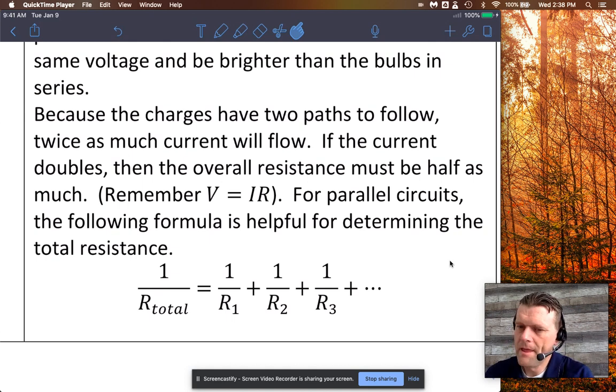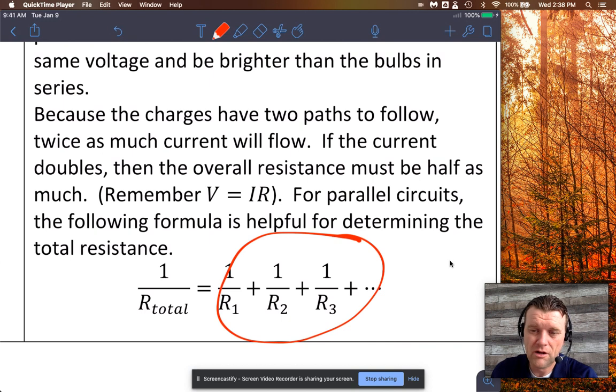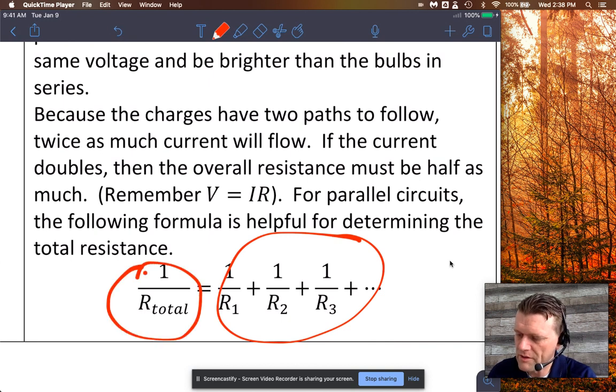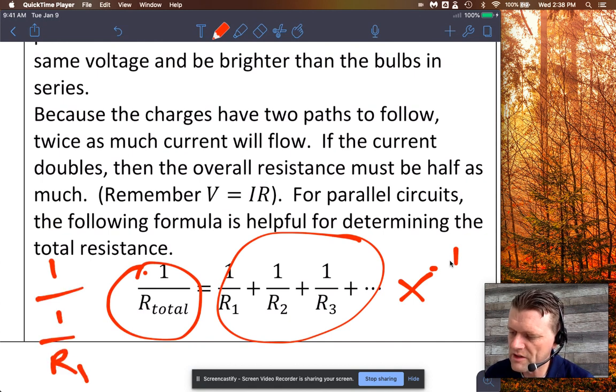And when you're done, then you have to reciprocate your answer, because if you just solve for this side, you'll get a really small number, but that's going to equal 1 over the resistance total. So if some of you have an x to the -1 button on your calculator, you can use that, or you can just say 1 over the resistance total, or 1 over the resistance on the right side.